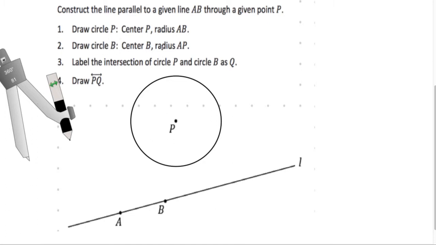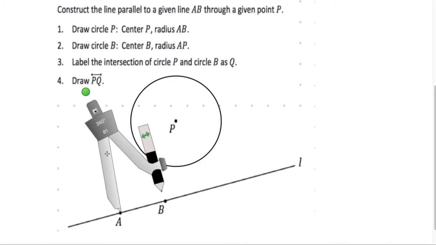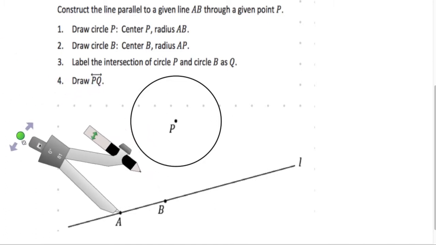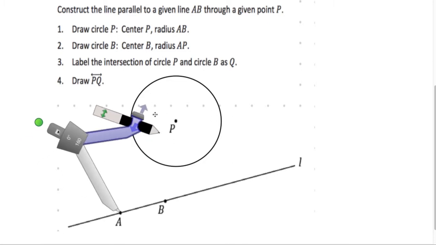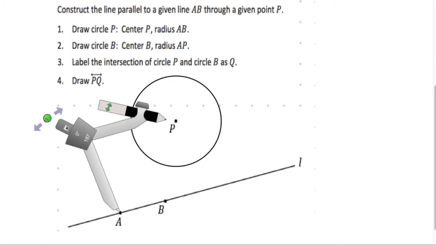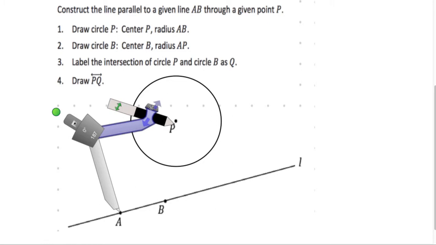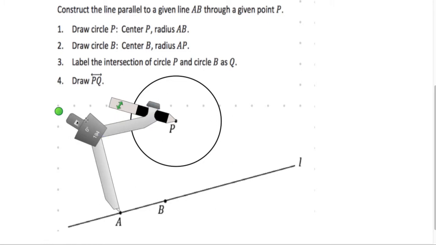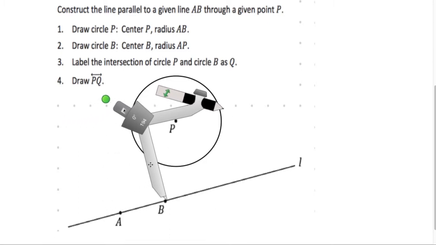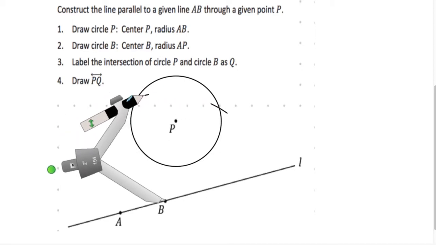The radius is AP. So I come here to A, I make my radius to P, come out to P, let me measure this exactly. AP, and then I'm going to draw that size circle around B. So come over here and draw that around B. So the radius is from A to P, and then I draw the circle around B. And hint, hint, you don't need to draw the full circle, you just need to make some tick marks.